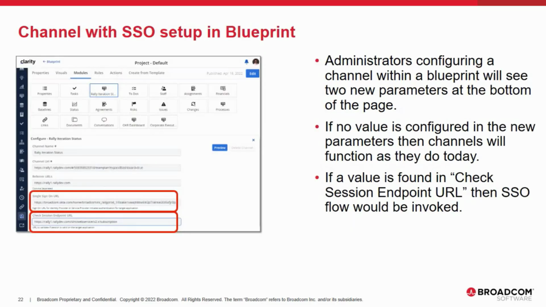The two new URLs are here on the screen. When going into the channel setup, the administrators will see the two new URLs, the single sign-on URL and the check session endpoint URL. If no value is configured for either one of the two parameters, then Clarity will continue to function as it does today, and the channels will be displayed as they do today, where it will only support basic authentication. If a value is found in the check session endpoint URL, then the SSO flow will be invoked.